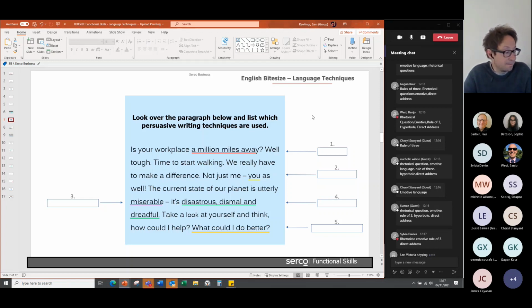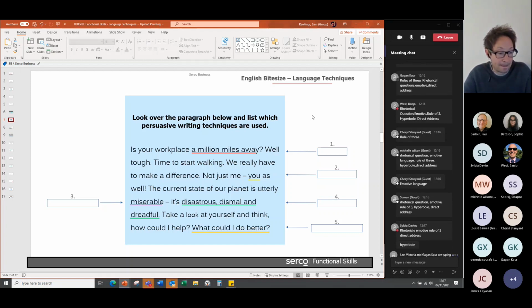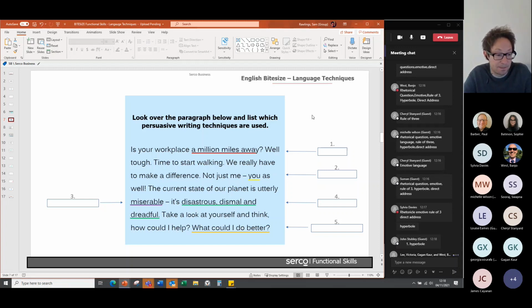And let's see how you get on. Obviously, if you can only think of like a couple, just put a couple down. So put the number next to your language technique so that I know which one you think is which.